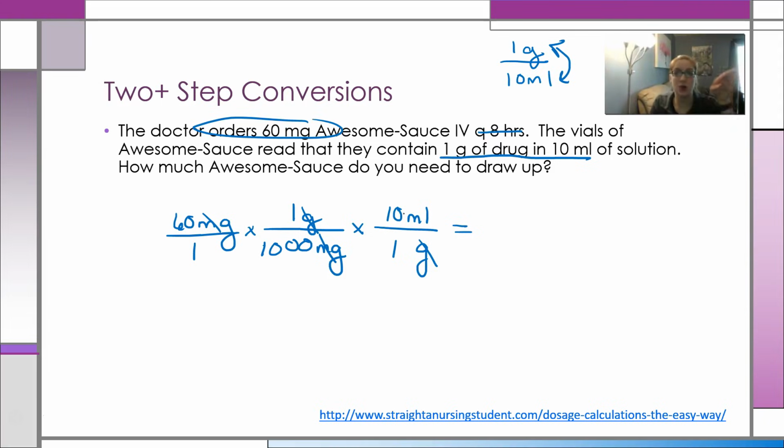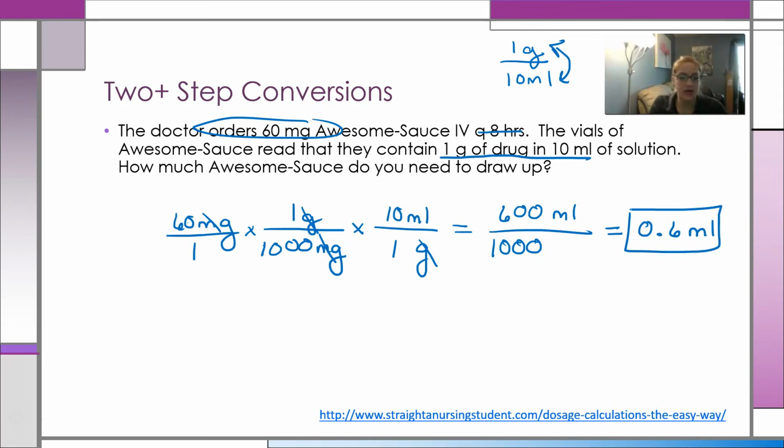So again, let's just multiply across the top, across the bottom. So 60 times 1 times 10 is 600 milliliters. On the bottom, 1 times 1,000 times 1 is 1,000. And there's no units. We cancel them all on the bottom, so we don't have to worry about that. So it looks like this is going to be 0.6 milliliters for our answer. Does that seem reasonable? I think it does. Okay, 0.6 milliliters we're going to give this patient of awesome sauce IV.